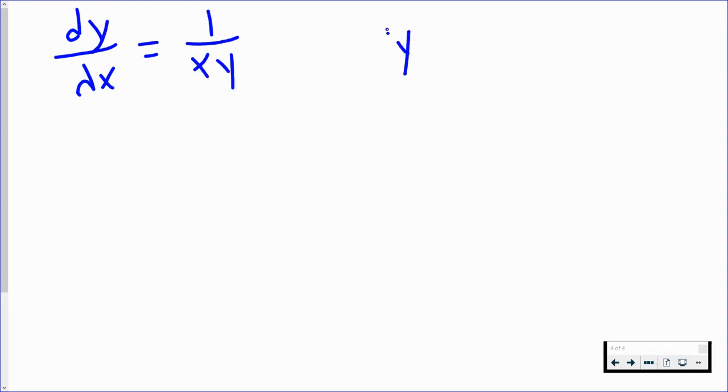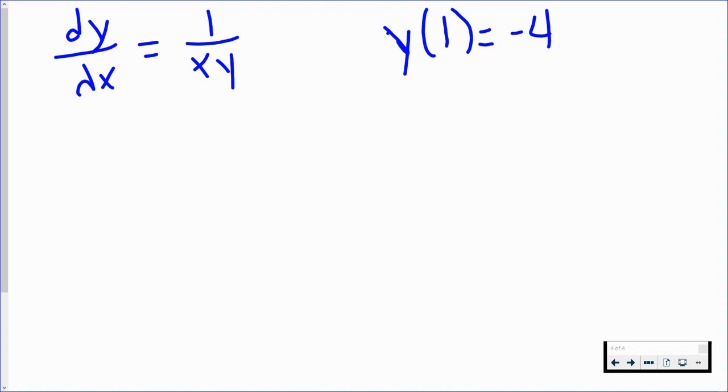All right, let's try one with an initial condition. Let's say that we have dy/dx equals 1 over xy, and we have an initial condition that y of 1 equals negative 4.